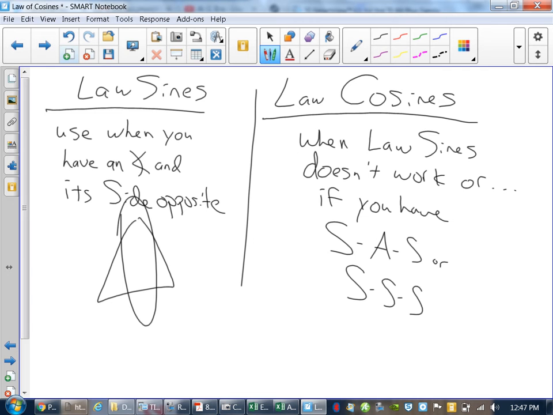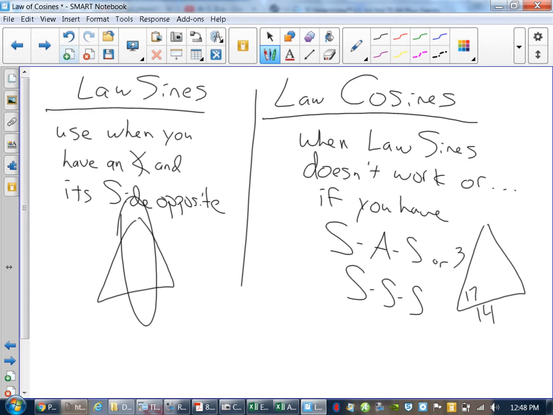When you have side angle side or side side side, that just means you have an angle, but you don't have its opposite. Or you would just have all three side lengths. It might look like that.